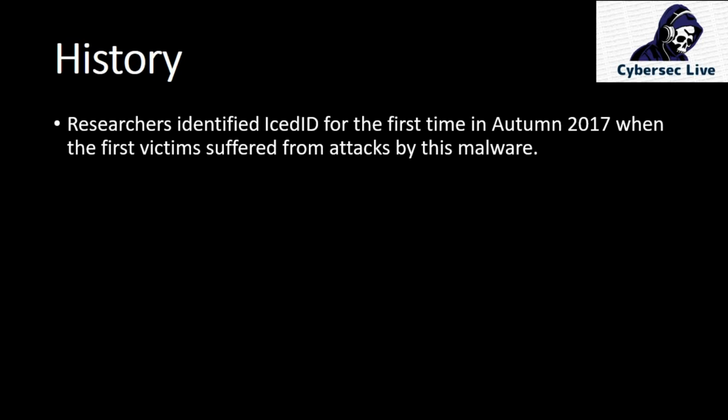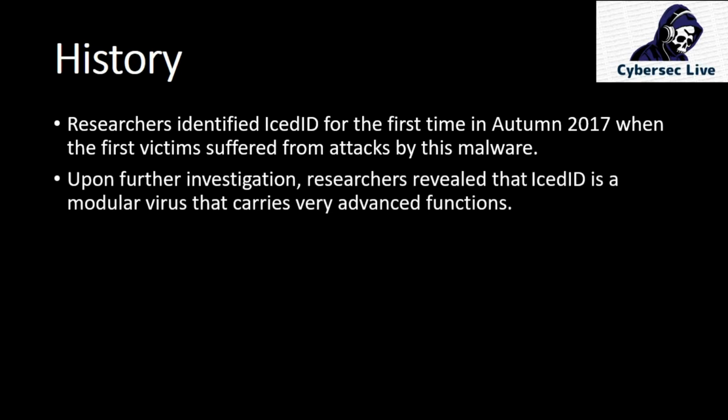Okay, history. It was found in the autumn of 2017, and after that this malware has been very dangerous for organizations, mainly in North America. Researchers have investigated it a lot and found that it is nearly similar to Emotet. But in this case, ICDID used steganography. It uses an image, and I will show you how it actually uses it.